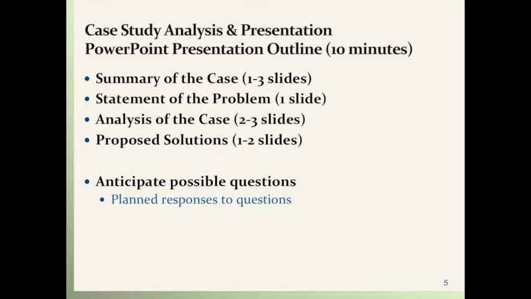You also want to anticipate possible questions and have planned responses to the questions you anticipate. Your presentation should take 10 minutes, and then the question and answer time will be a separate allotted time. So practice presenting it to get it to be 10 minutes.